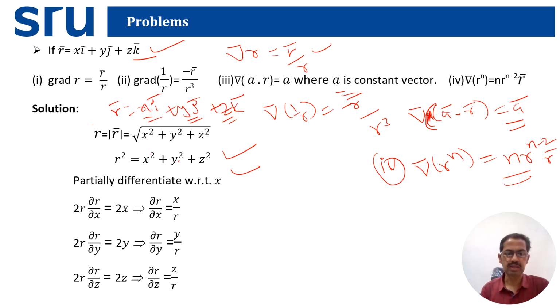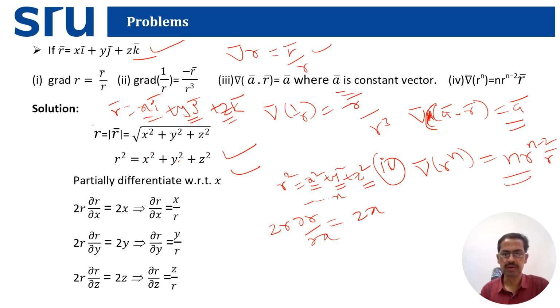Here r square is equal to x square plus y square plus z square. Partially differentiating with respect to x, the derivative of r square is 2r times dou r by dou x, because r is a function of x, y, z. This is equal to 2x, since the x square derivative is 2x, and the y square and z square derivatives are 0 partially. So the 2 gets cancelled, and dou r by dou x is equal to x by r.